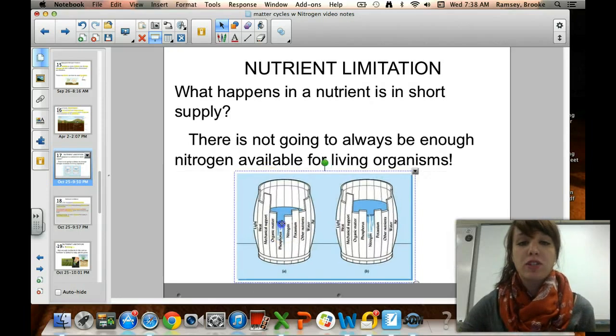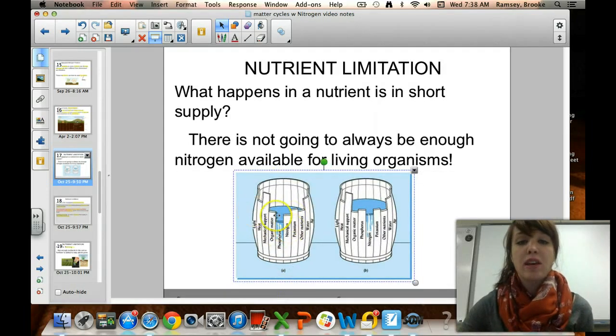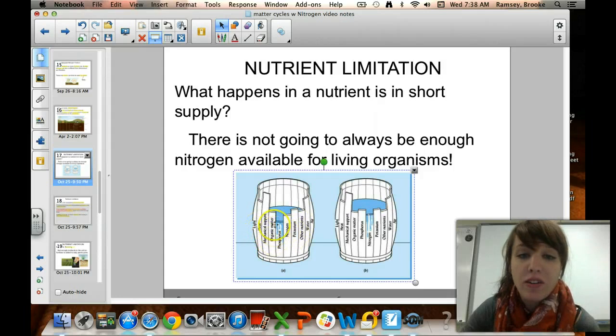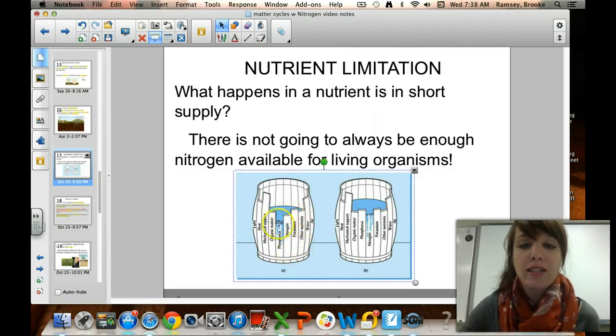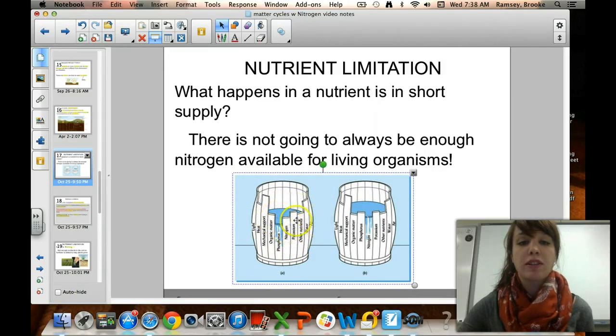So this picture shows an analogy of how plants can only produce enough biomass depending on the limiting nutrients. Even if you have a lot of heat and organic matter, nitrogen and potassium, plants are only going to do as well as the limited nutrient that's available for them, which in this case is phosphorus.